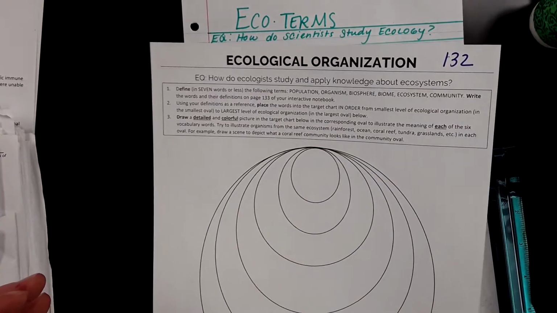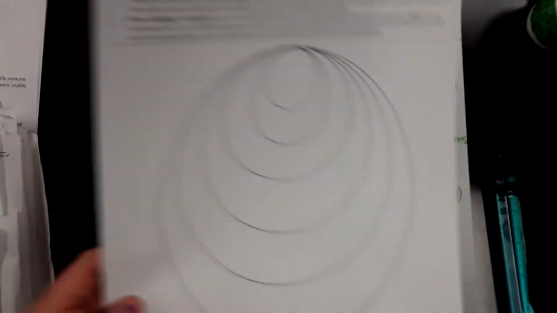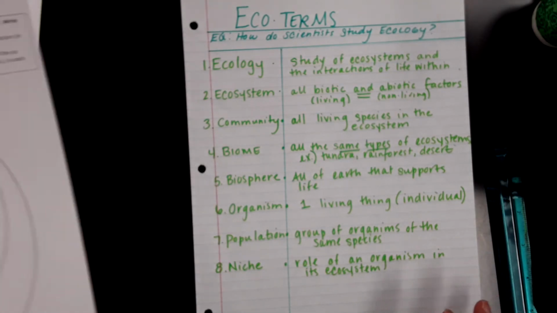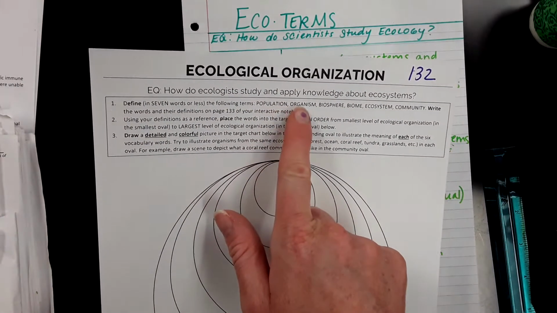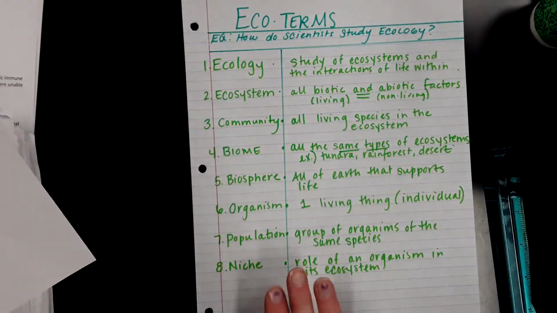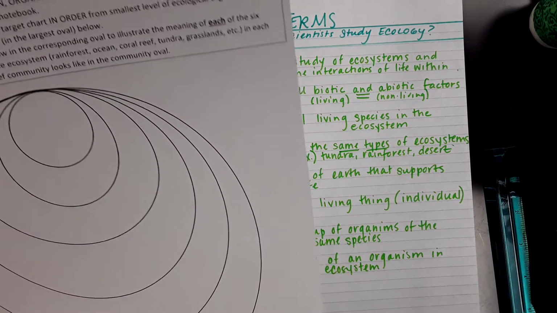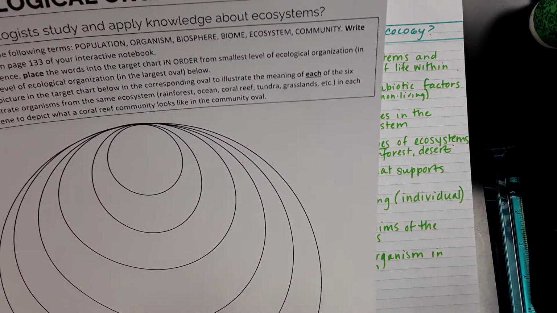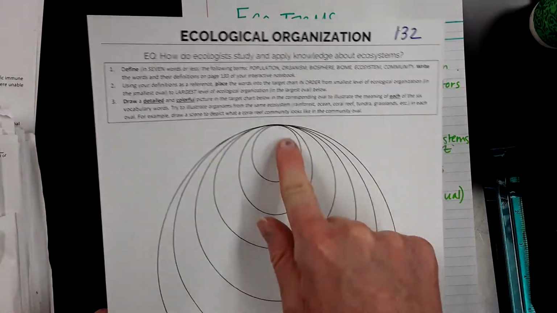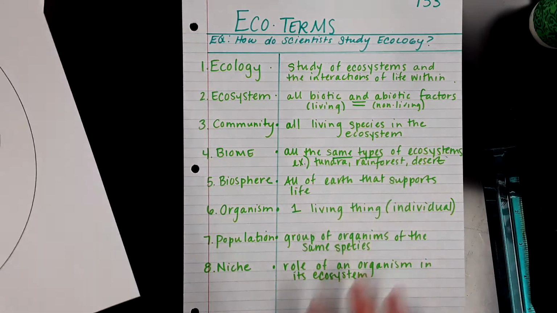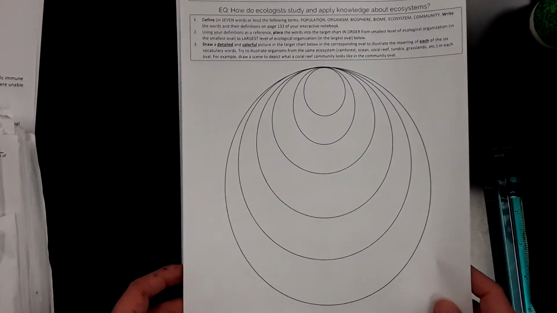What you want to do is pause the video, and use the terms that are listed here: population, organism, biosphere, biome, ecosystem, and community. So not the niche, not ecology. You're going to put the smallest thing in the smallest space and then work it up. So pause the video and figure out what thing on here is the smallest, and then work your way up to the biggest component.